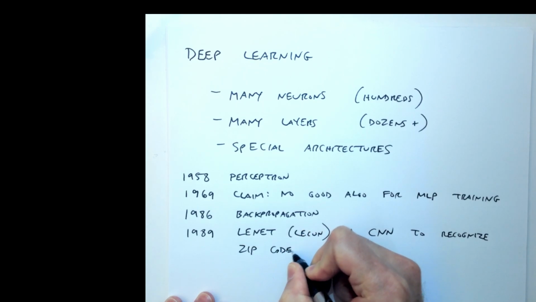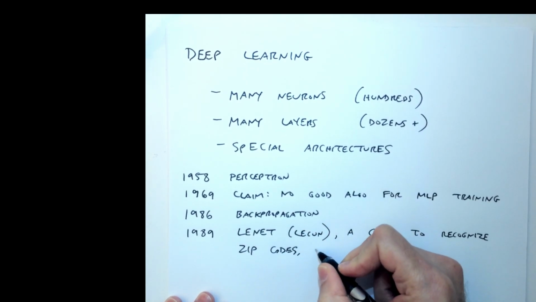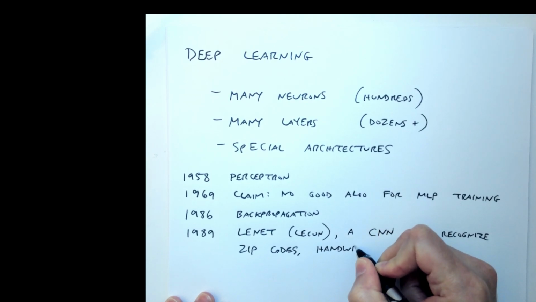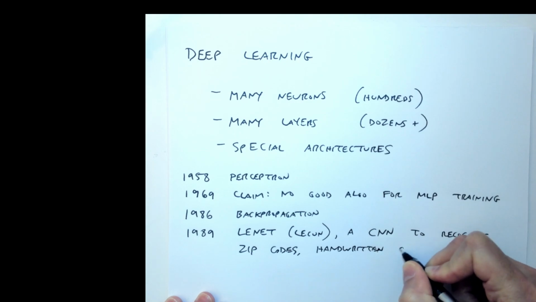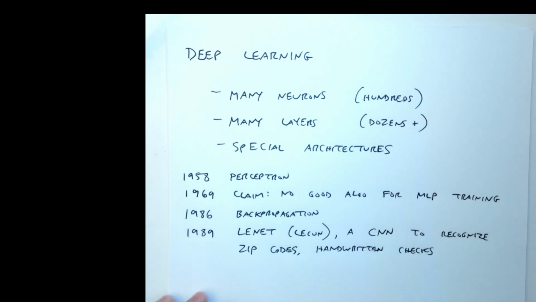So the idea was to automate things like processing checks and processing handwritten letters, and this CNN had very high accuracy, right? So suddenly, people started to take a look at neural networks again a little bit, but it was still tough to train these things in general because of the computational demands of training, right?